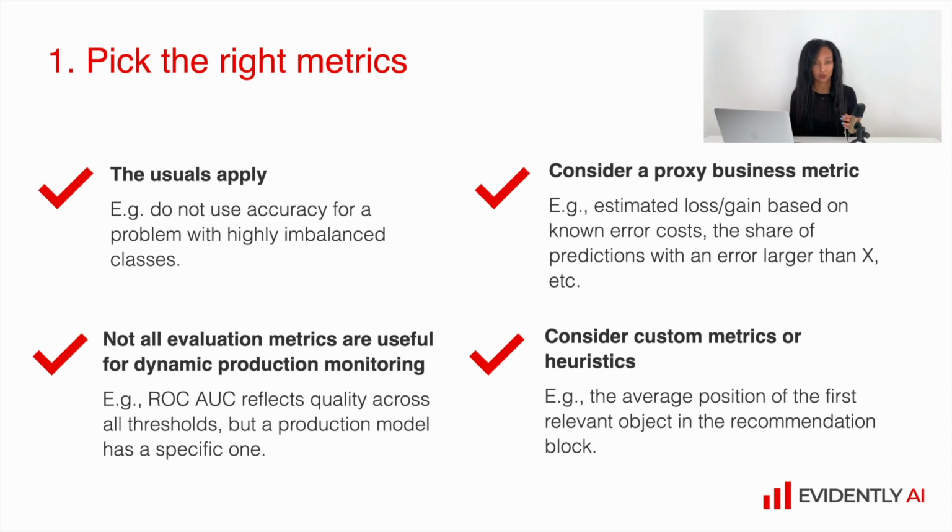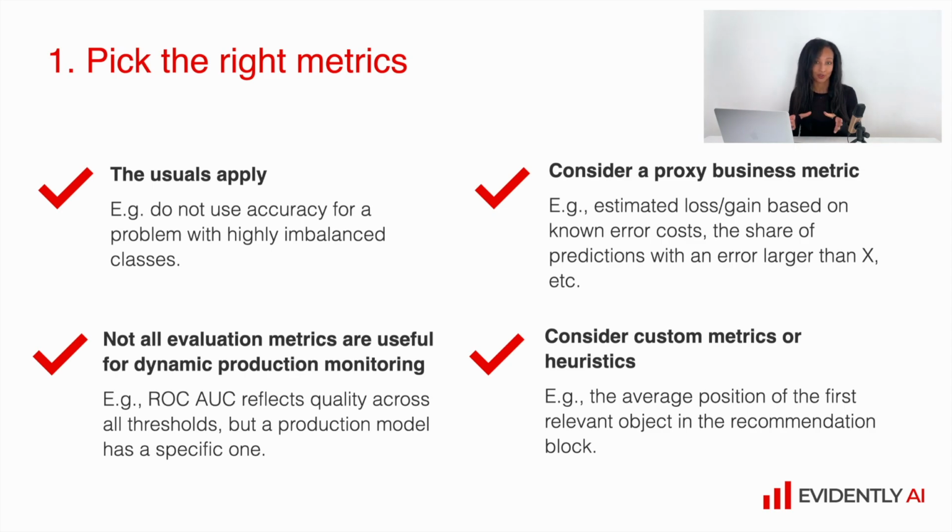Consider using proxy business metrics. For example, if you are lucky enough to know the cost of each type of error, for example, for overestimation or underestimation in a regression problem, you can easily introduce these costs to your monitoring and calculate not only the mean absolute error, but also the loss, for example, in an economic way, economic loss, right? Not all evaluation metrics are useful for dynamic production monitoring. And even for cross-validation, if you know that you are going to use only part of your predictions, like for example the top 10% or top 10 objects, then it makes sense to measure quality exactly at this level so that you do not get fooled by the average values. And the same works for monitoring, of course.